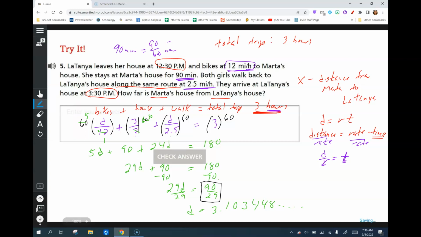Now, this is an example of we don't want to give the answer as a mixed number. If it were just an equation, yes. But we are talking about a real world problem. How far is Marta's house? So we're going to just approximate. We're going to say it's about 3.1 miles.